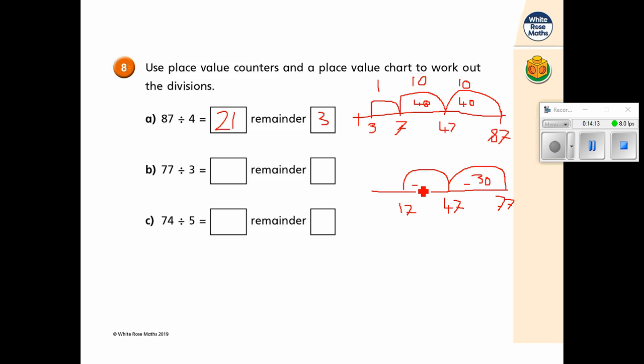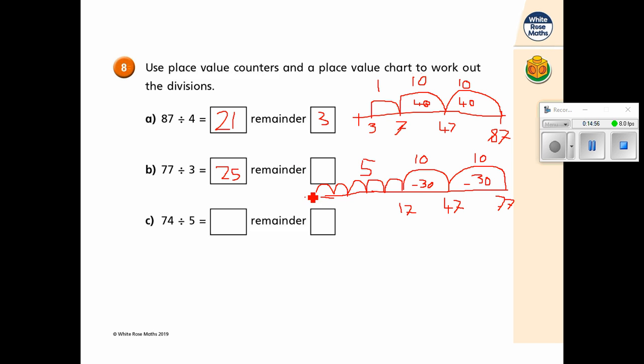And at this point, clearly we can't take away another 30, but we can take away some 3s. So if we take away the first 3, that would take us down to 14, and then 11, and then 8, and then 5, and then 2. So we've taken away 1, 2, 3, 4, 5 lots of 3 there, and we've taken away 10 lots of 3 for that lot, and 10 lots of 3 for there. So therefore the answer is 25.